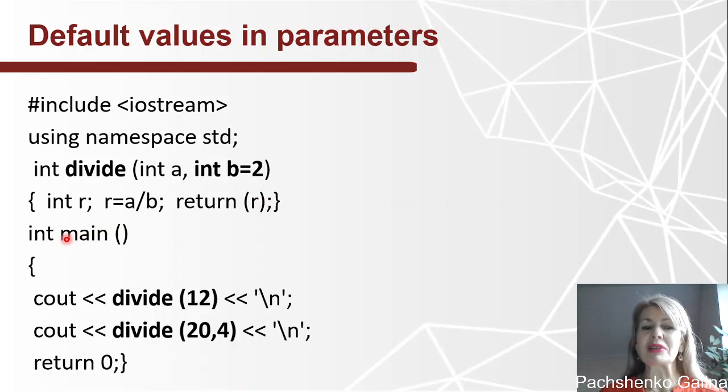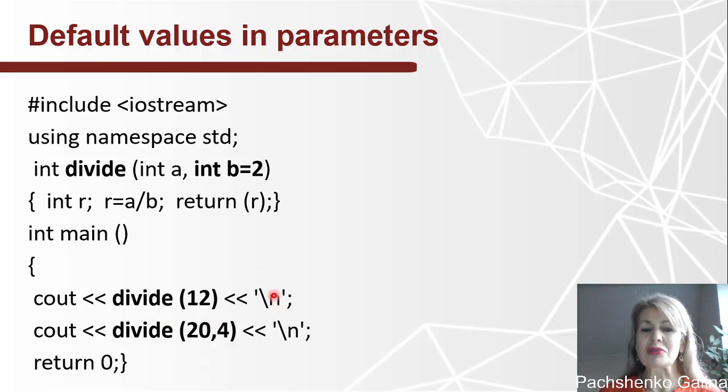And here we start our main function. cout to display on the screen. And here we call our function the first time. We write the name of our function, divide, and only one argument that is equal to 12. And 12 will go to parameter a, and because we don't have the second argument, b will be equal to 2 by default.